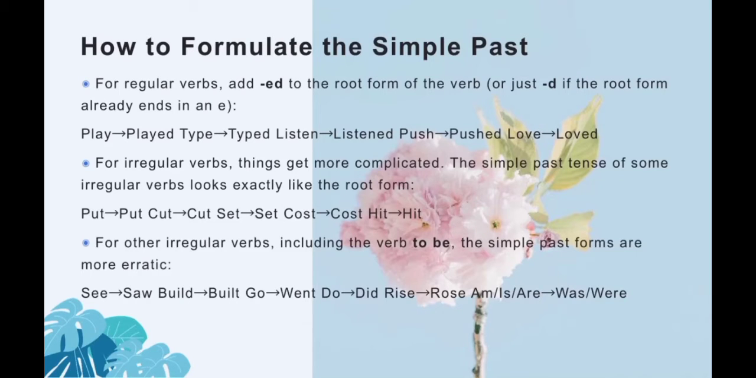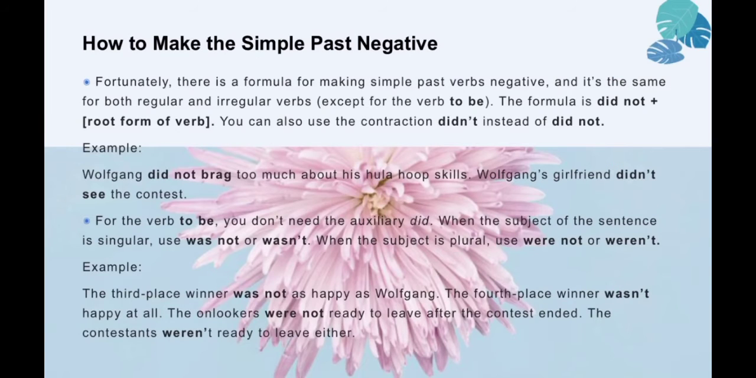The good news is that verbs in the simple past tense, except for the verb to be, don't need to agree in number with their subjects. How to make the simple past negative? Fortunately, there is a formula for making simple past verbs negative, and it's the same for both regular and irregular verbs, except for the verb to be. The formula is did not plus the root form of the verb. You can also use the contraction didn't instead of did not.